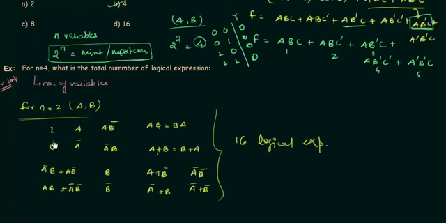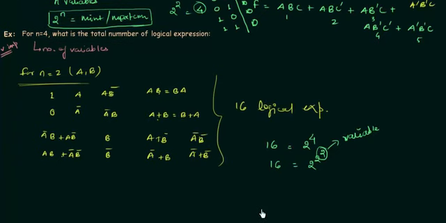Let's generalize it. 16 for two variables, so I can write it as 2 to the power 4. 2 to the power 4 is 16, and we have two variables, so this 2 is representing the variable. So if we have n variables, then the total number of logical expressions is 2 to the power 2 to the power n. So this is a very important thing that you should remember.